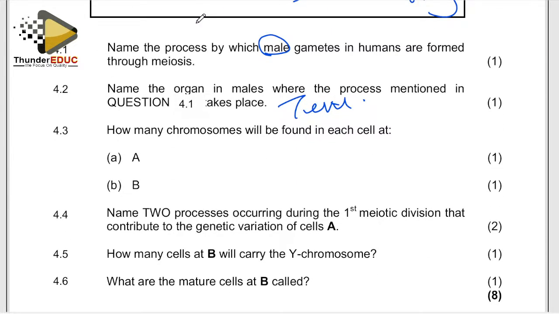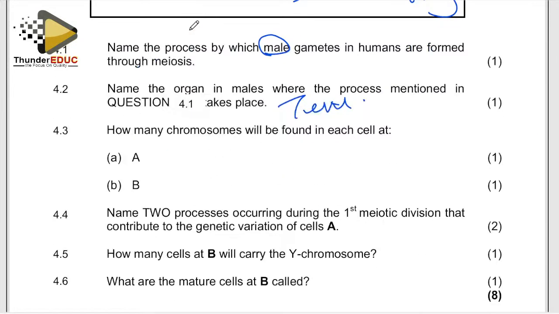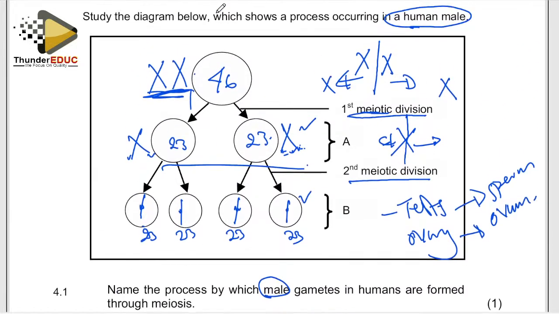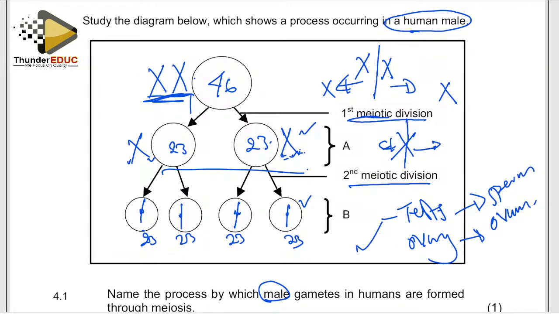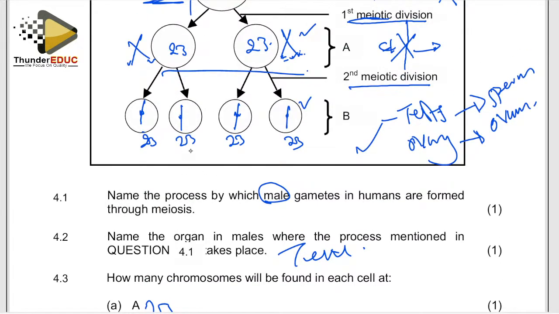How many chromosomes would there be found in each cell at A? We have already stipulated at A, so the answer is going to be 23. And then at B, we come back here. At B there are single-stranded chromosomes, so it becomes 23 also.